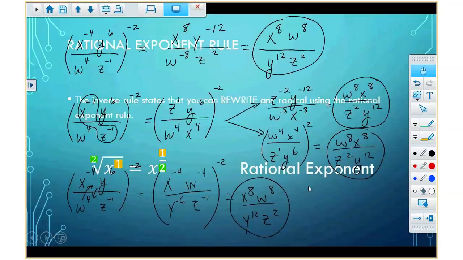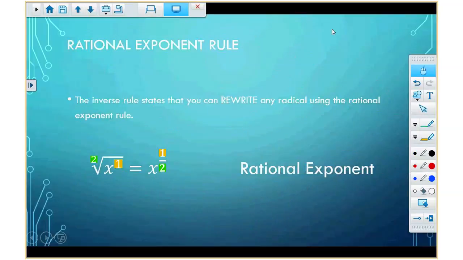Go ahead and write this rule down. You won't see it much in here, but you need to write it down in case you ever see it outside of here. That's called the rational exponent rule. The rational exponent rule says if I take the square root, or the 3rd root, or the 4th root, or the 5th root of something, I can rewrite that radical as a rational exponent. So I can write the square root of x to the 1st as x to the 1/2 power.